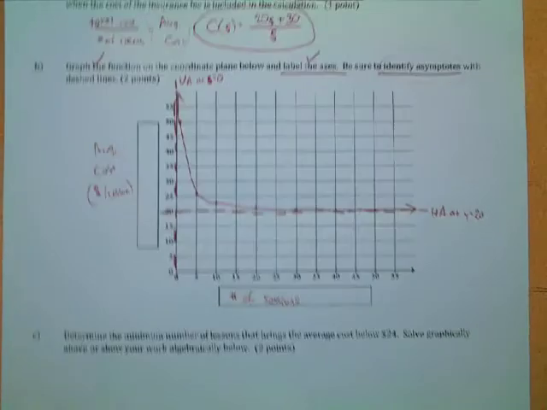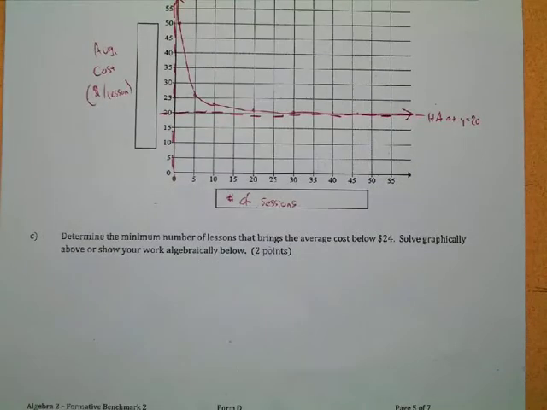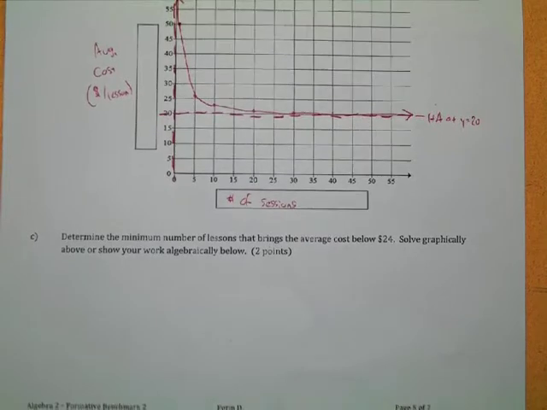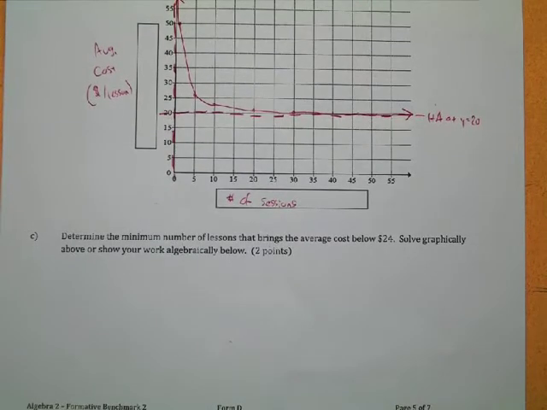All right, last piece. Determine the minimum number of lessons that brings the average cost below $24. So, how can we do this one? What could we do here? Determine the minimum number of lessons that brings the average cost below $24. Ideas?